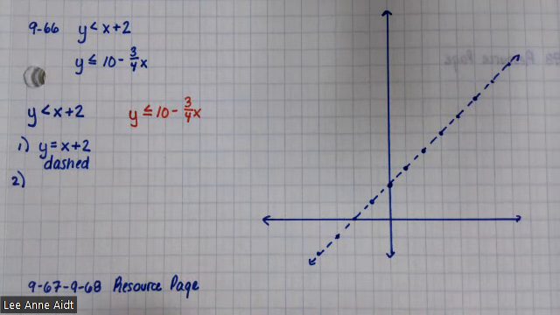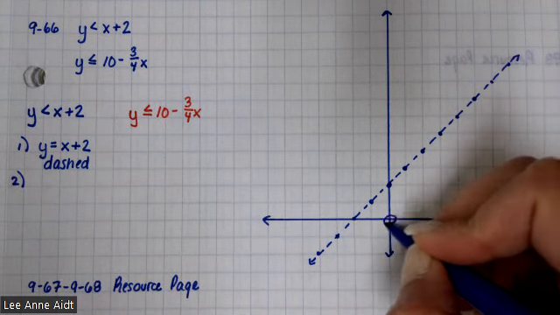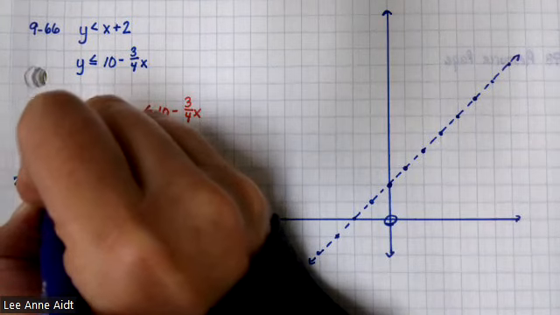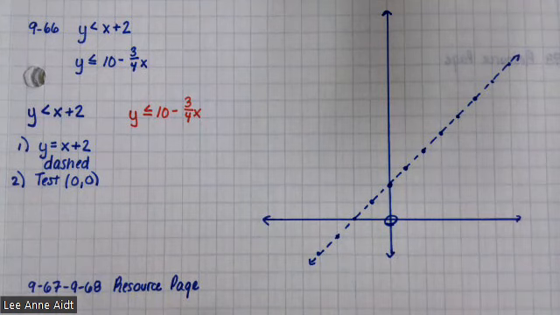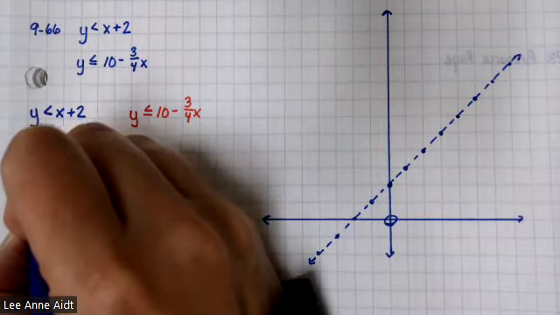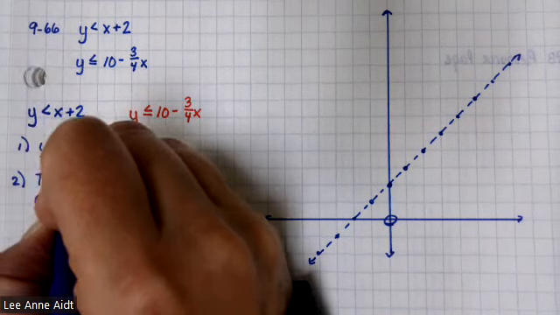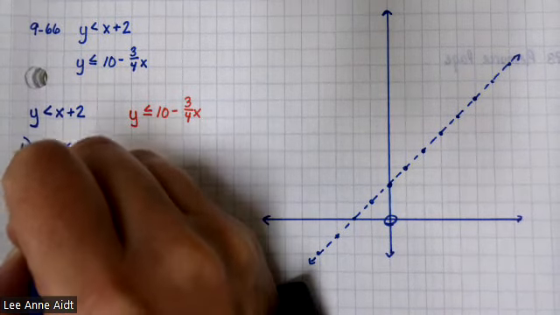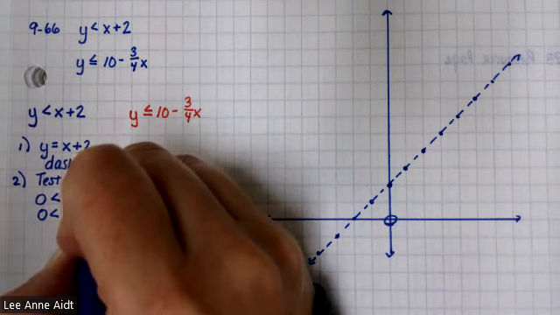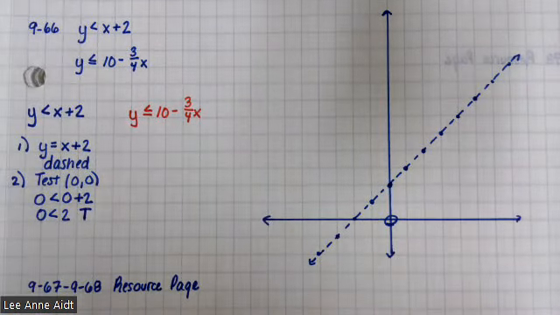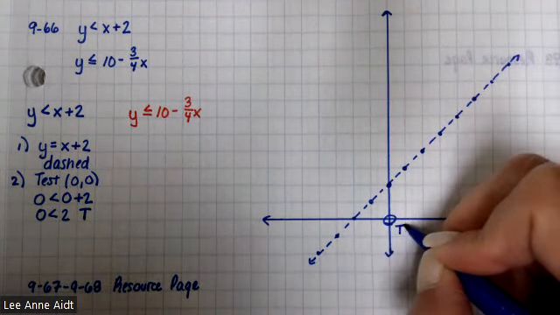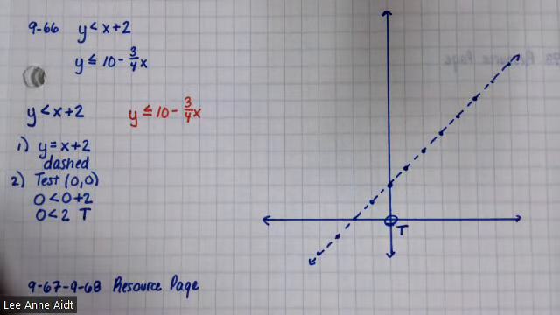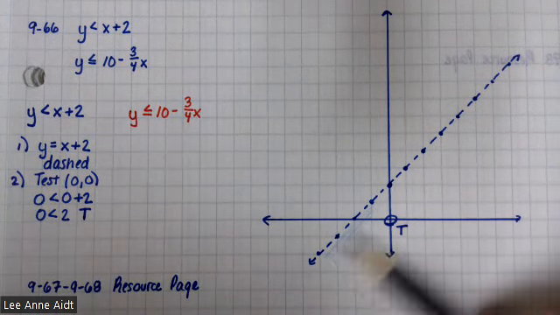Zero, zero, okay to use? Yes. That's good news. 0 is less than 0 plus 2. Is this true again? This is weird. This shouldn't always be true. You guys know that, right? Okay. I don't know what's happening. I just work here. Okay, anyway, 0, 0 is true, so that means I'm going to shade down here.